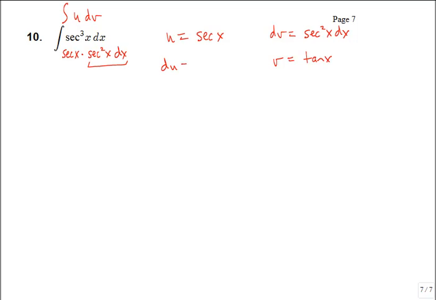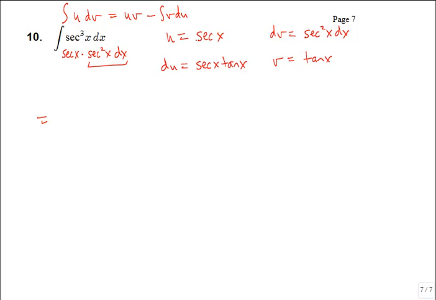So what's the derivative of secant? Secant x times tangent of x. So now we have our 4 pieces. Use 2 of them for your dv and the leftovers for your u. So now our formula is going to be u times v minus the integral of v du.